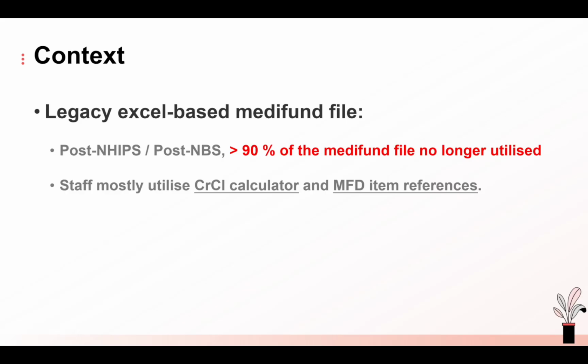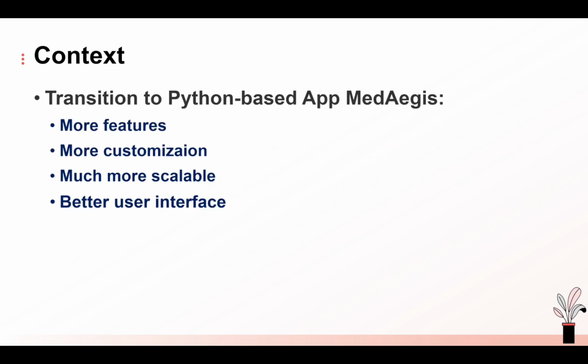Everyone of us here will be familiar with the Medifund Excel-based file. We have used it for years. But since we moved to NHIPS and NBS, about 90% of the spreadsheet is no longer in use. Most of us open the file just to use two specific things: the creatinine clearance calculator and the Medifund item references. So that's where MedAegis comes in.